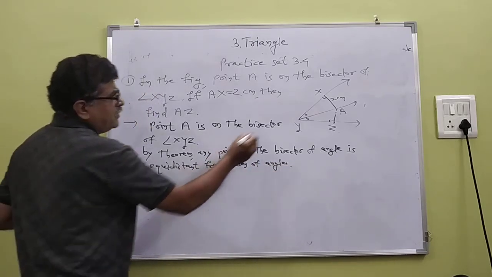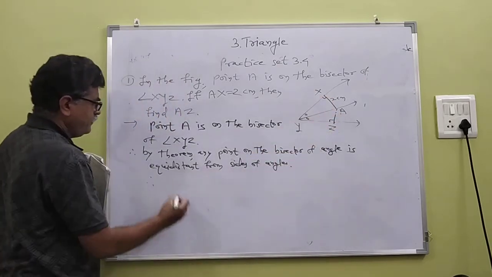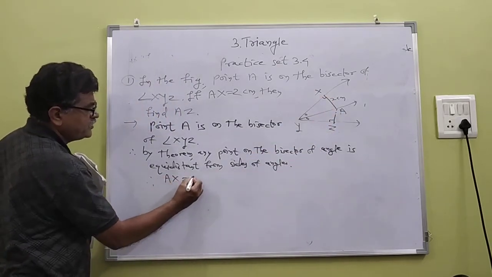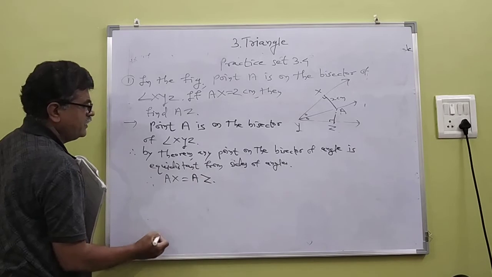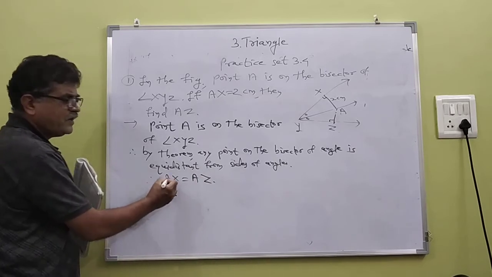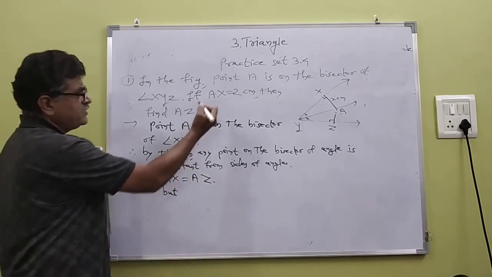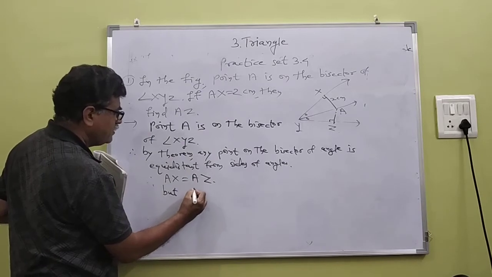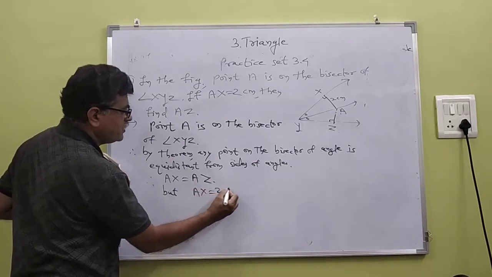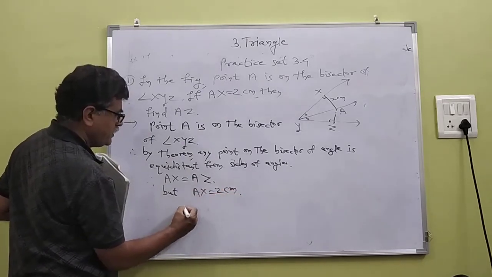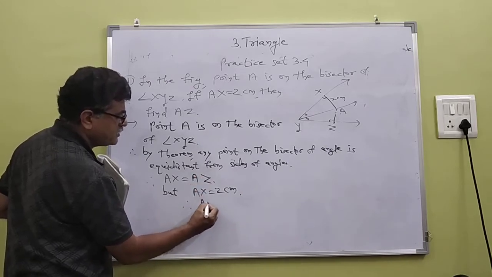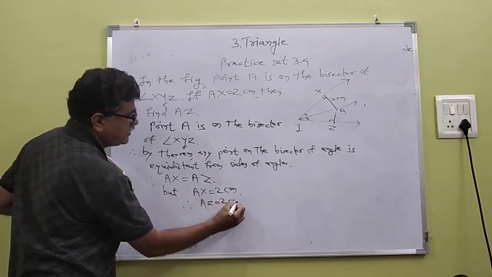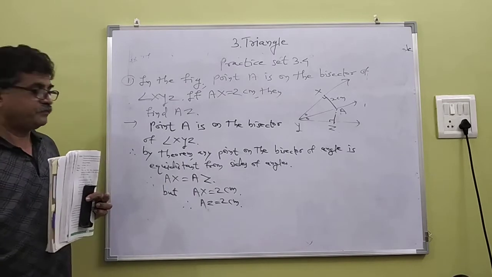Therefore, AX is equal to AZ. But we have given the value of AX: AX is equal to 2 centimeter. Therefore, AZ is also 2 centimeter. This is the answer.